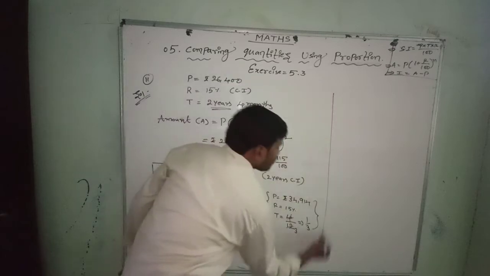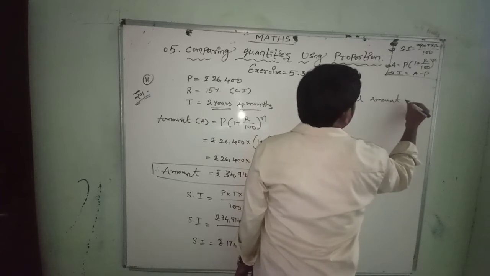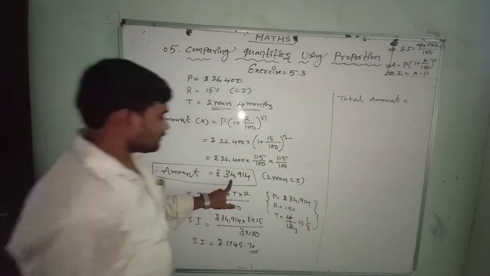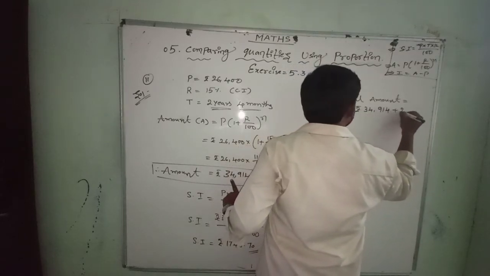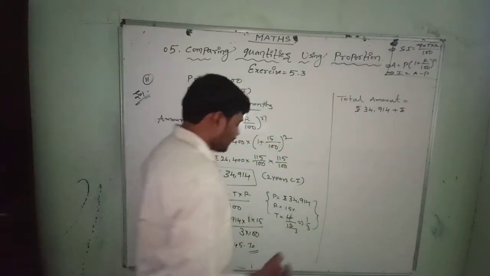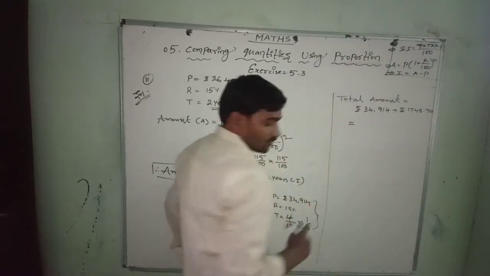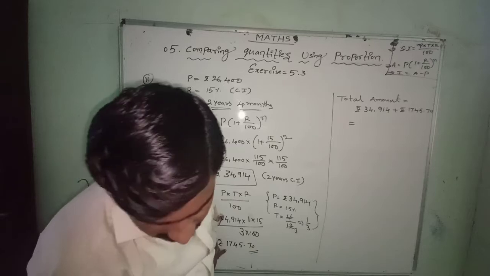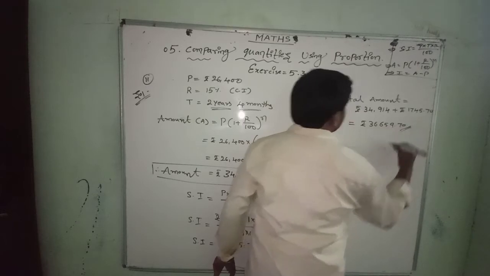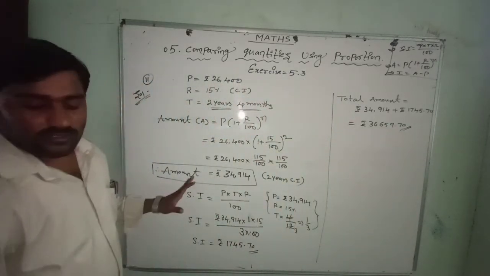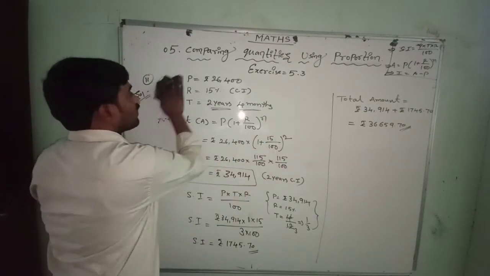But the total amount we have to find out now. The total amount equal to this amount plus rupees 34,914 plus rupees 1745 plus 70 paisa, that equals 36,659.70 paisa. That will be simple. So compound interest for 2 years, for 4 months simple interest. The interest and amount you have to add.